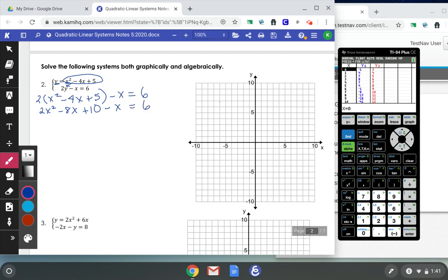Okay, I am going to get everything to one side. So I'm going to subtract 6 from both sides. And I am going to combine my like terms. So I'm going to have 2x squared minus 9x plus 4 equals 0. Okay, so now at this point, we have a couple of options. We could go through and solve this by factoring. We could go through and we could solve this by using the quadratic formula.